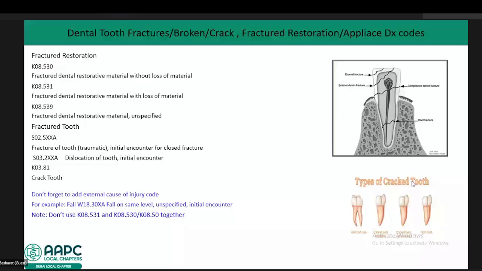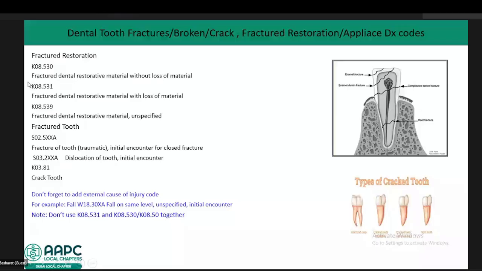Okay, fracture. If the patient is coming with a fracture restoration, a fractured filling, or even a broken appliance, you can assign one of these codes. It is very important to know these first three codes. All are fracture restoration: fracture restoration without loss of material, this one with loss of material, and this one unspecified. Mostly the first two codes are used, without loss or with loss.